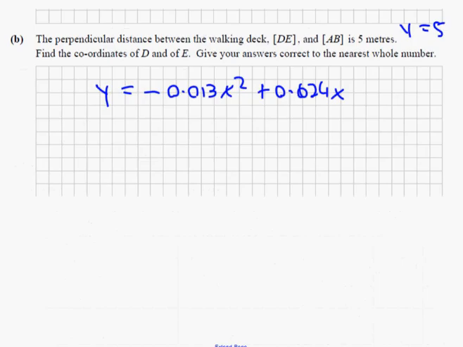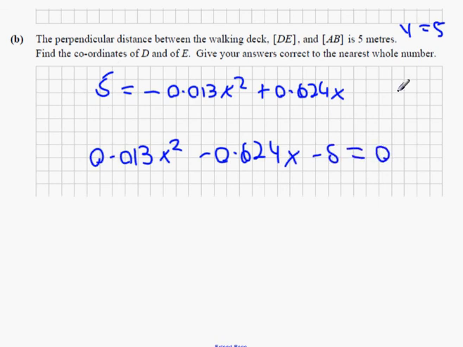So what we're going to be left with here is the minus b formula, because y is going to be equal to 5. So y equals 5. We're going to bring everything over to one side: 0.013 x squared minus 0.624 x plus 5 equals 0. A equals this, B equals that, C equals this. I'm not going to do the minus b formula for the sake of time management. Expecting you to take care of it.